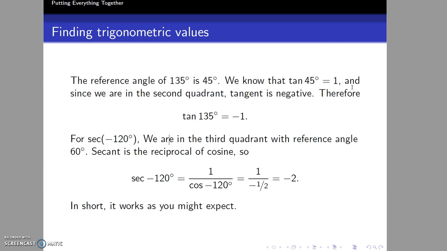But we're in the third quadrant. Cosine is negative, so secant is negative. Therefore, secant of negative 120 degrees is negative 2. In short, the way you think this works is exactly how it works. You could convert all these things to radian measure, and you would get the appropriate thing on the unit circle. Unit circle for rotation there is appropriate everywhere. So this does work exactly the way you might think it would.